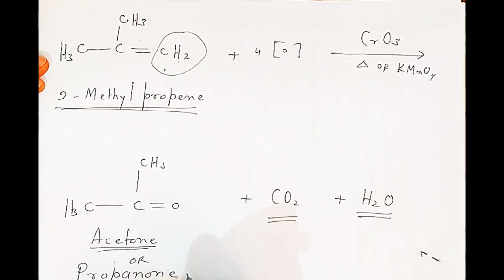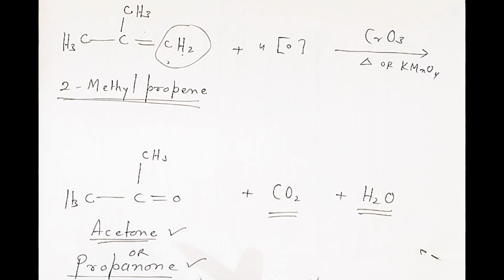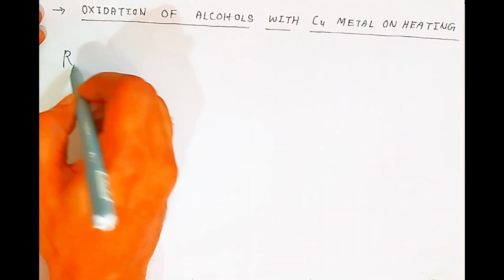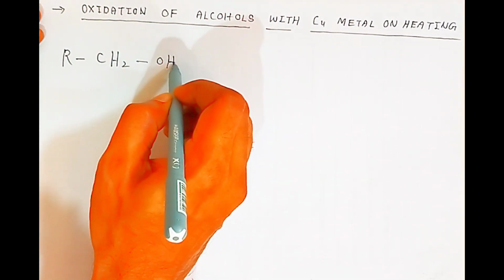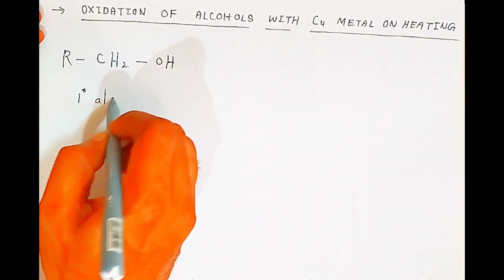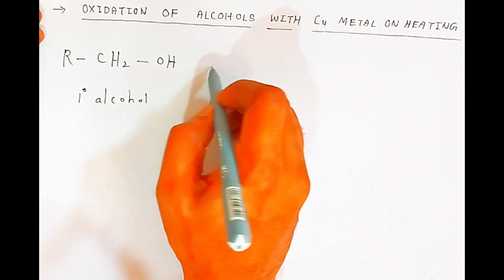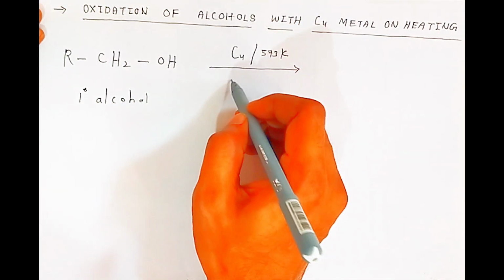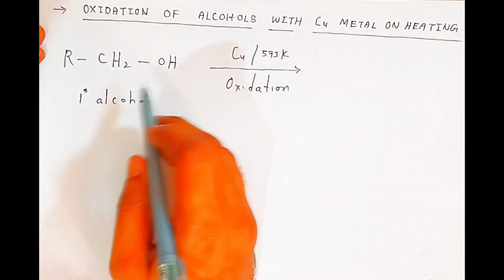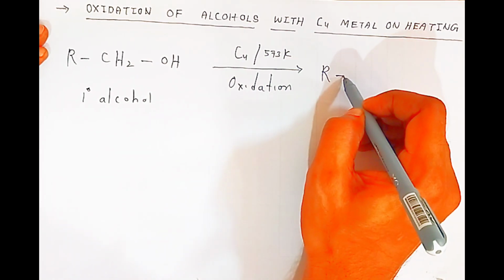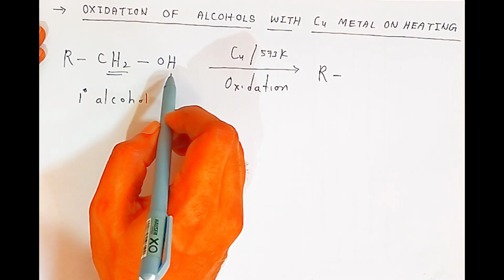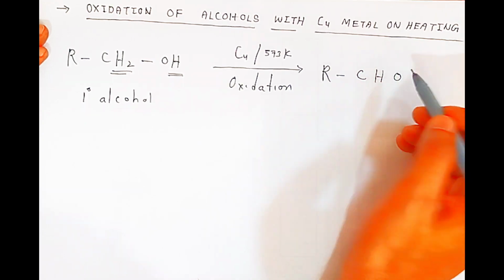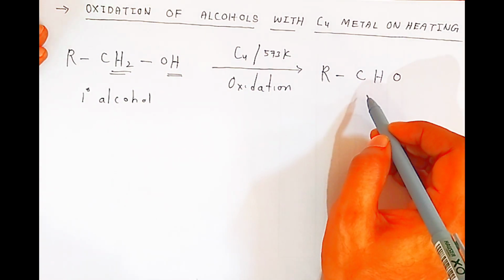Okay students, so in IUPAC you can say propanone, and commonly we call it what? Acetone. So this way, students, you have got the acetone. The oxidation of alcohols with copper metal. In general, students, suppose you have first degree alcohol, where OH is attached to the first degree carbon, we call it first degree alcohol. Now first degree alcohol, students, when you add copper and heat at 573 Kelvin, oxidation will take place. There is a removal of hydrogen. So what happens, students? One of the hydrogens will be removed from here, and another hydrogen from the carbon will be removed, and it will form RCHO. The CH2OH is converted into aldehyde.